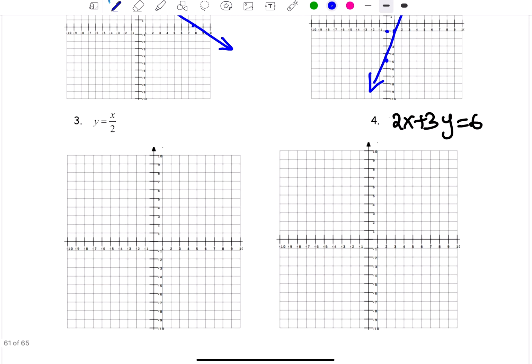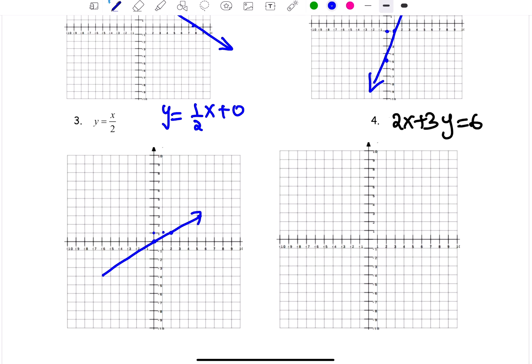Another one, y equals x over 2. We can go ahead and use slope-intercept form, or we can make a table, either one. I'm going to do both here just to show both methods. If we were to use slope-intercept form, we can write it as y equals 1/2 x plus 0. Just rewriting the equation tells me that my y-intercept is 0, rise is 1, and run is 2.